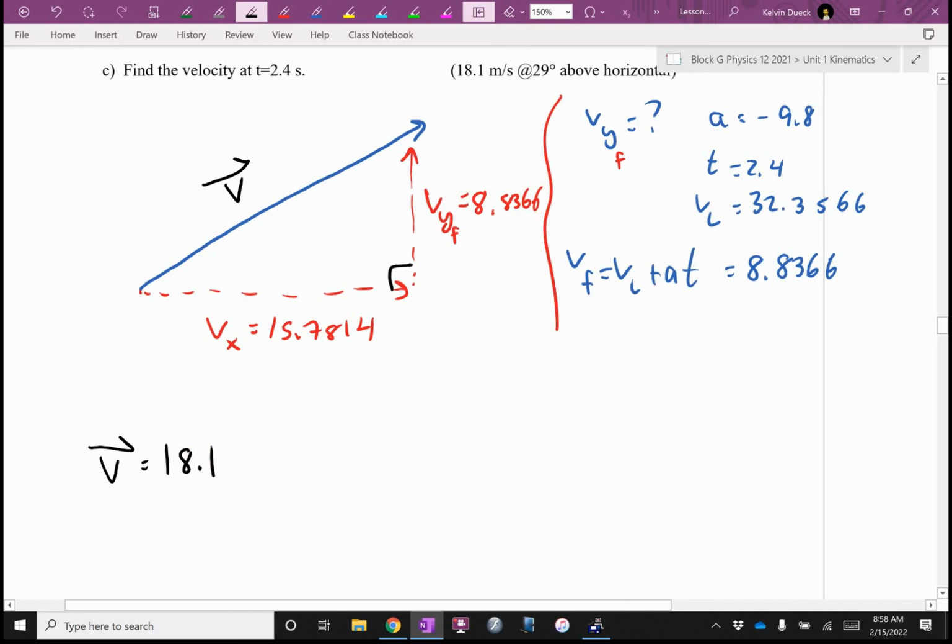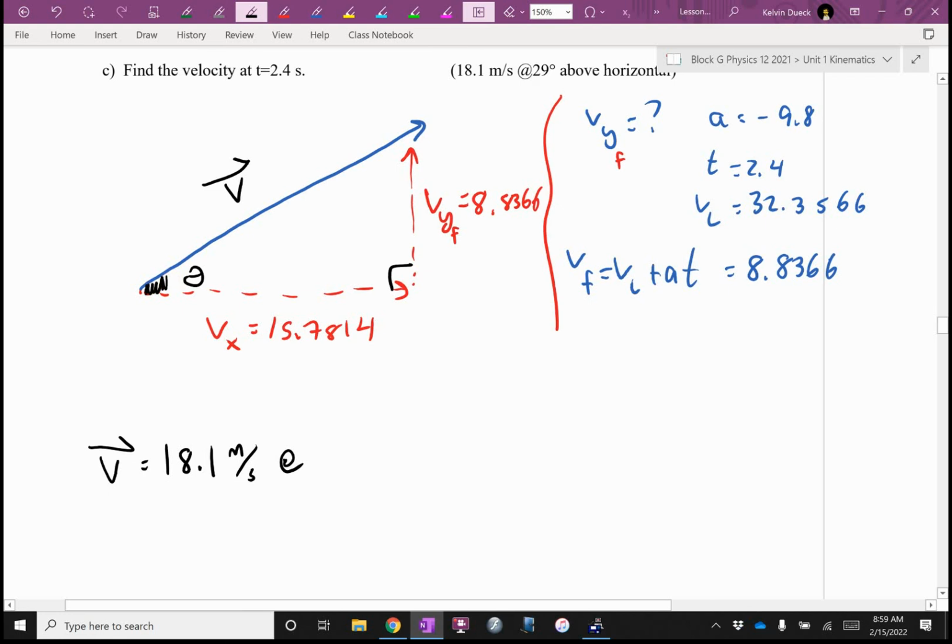Now, if they had, instead of saying find the velocity, just said find the speed, I'd be done, because the speed is just the magnitude, the scalar of the slanty. But they said find the velocity, so I need a direction. Where am I going to put theta? Bottom left or top right? Where the vector is coming from.